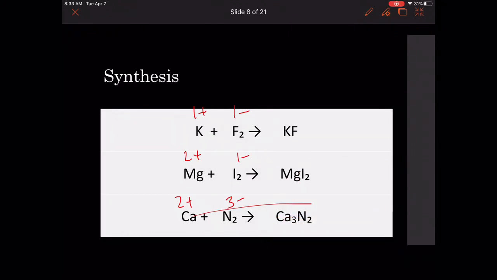MgI2 is going to arise from the Mg being a 2 plus charge. And Ca3N2 is going to come about because those charges are just so awkward that you swap them and drop them to tell what that compound's going to be.